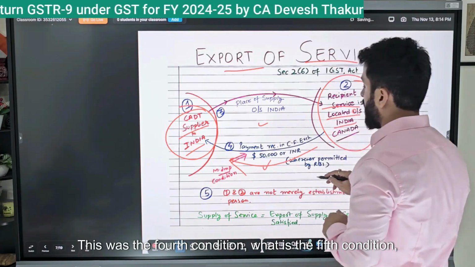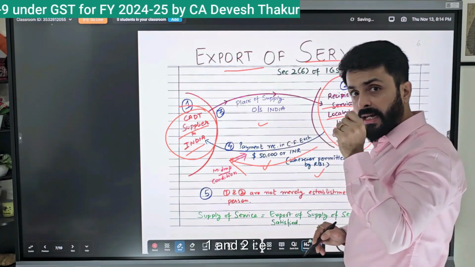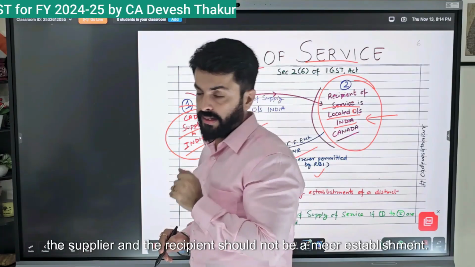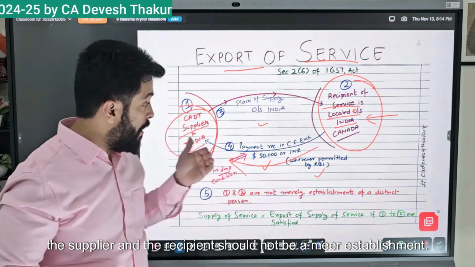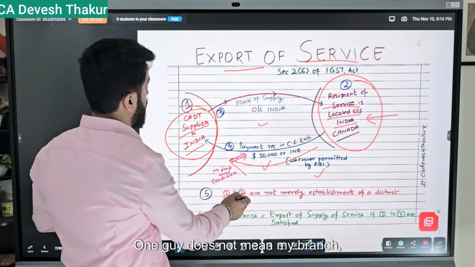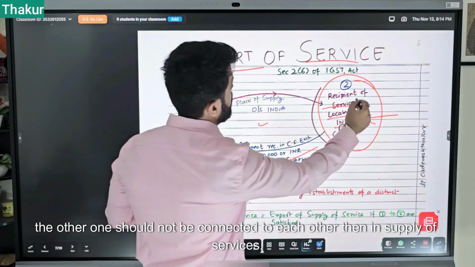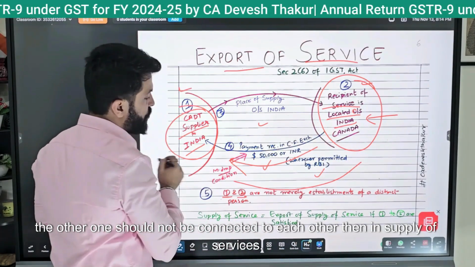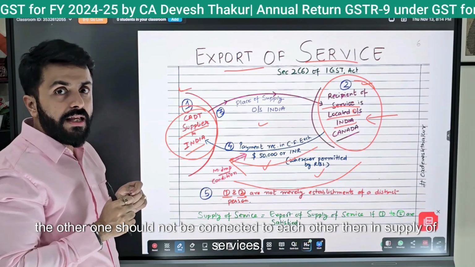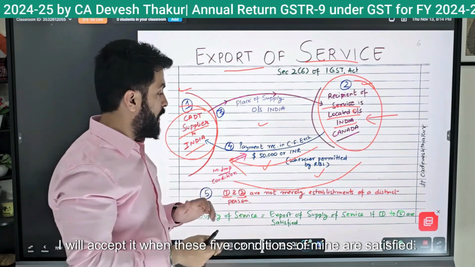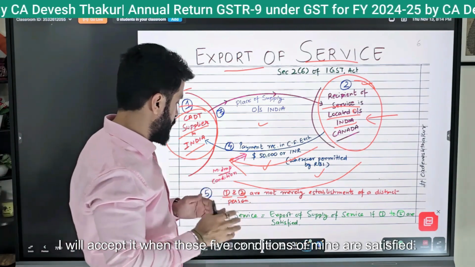This was the 4th condition. What is the 5th condition? The supplier and the recipient should not be merely establishments of a distinct person, meaning one is not my branch. The other should not be connected to the first in the supply of services. I will accept it as export when these 5 conditions are satisfied.